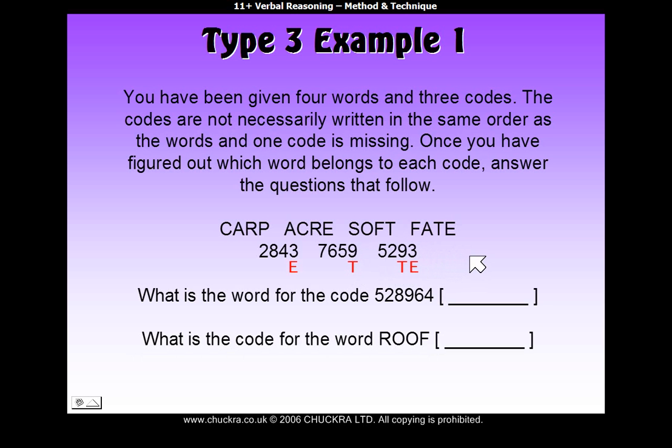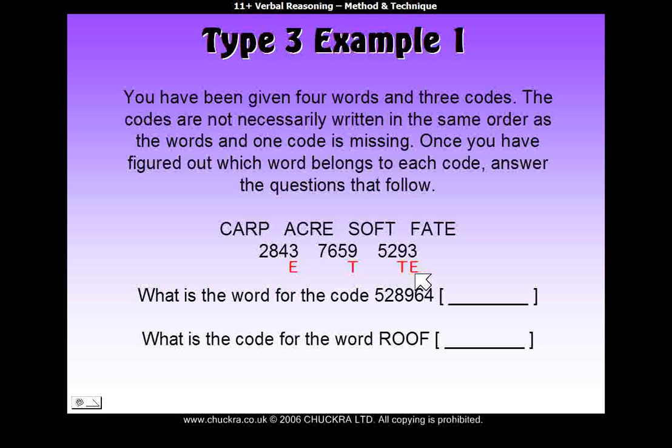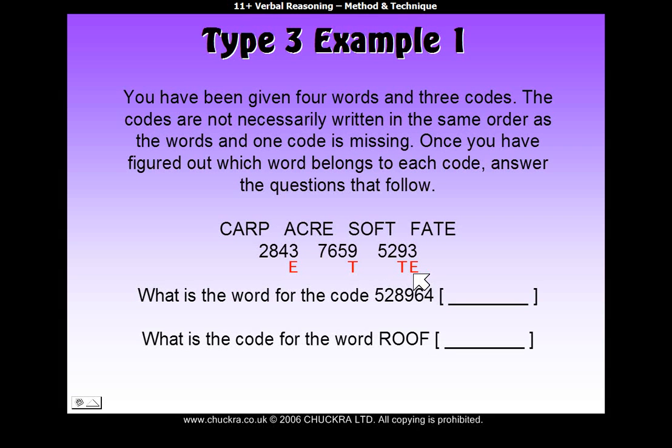At this point, it's quite nice because we can see that we have one code with 2 letters filled in. And so we know we're looking for a word that ends in TE. Looking at our list of words, we can see that only one of them ends in TE. So we know that 5293 has to be fate. So let's fill that in.